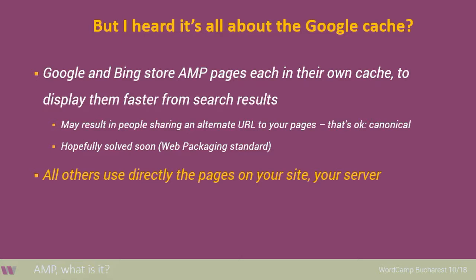But only Google and Bing do that. All the others, like Twitter and Medium and LinkedIn and all that, they just go to your site. The original AMP pages live on your website. They are on your WordPress site. So that needs to be very clear.